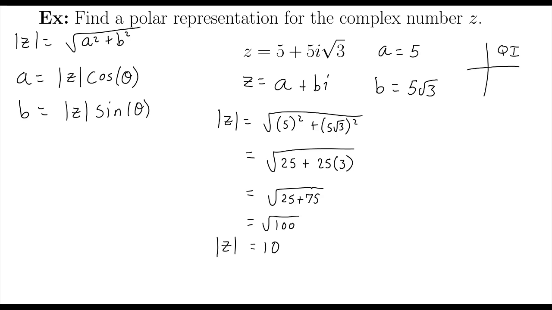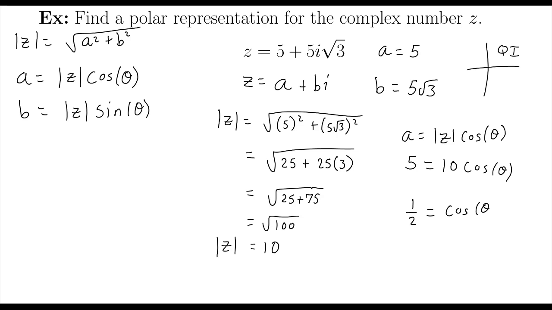So let's use one of these formulas. I'm going to use a because that one looks easier. a is equal to the magnitude of z cosine of theta. I know that a is 5 and the magnitude of z is 10. Divide both sides by 10. 5 over 10 is 1/2.